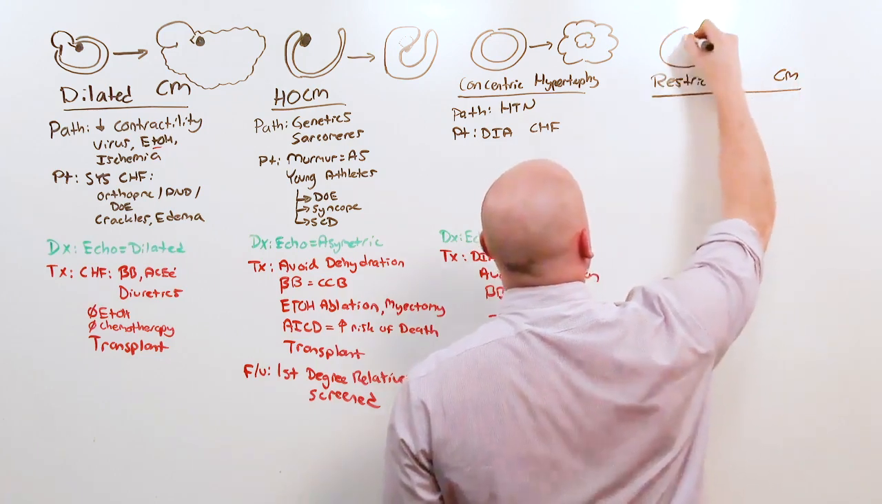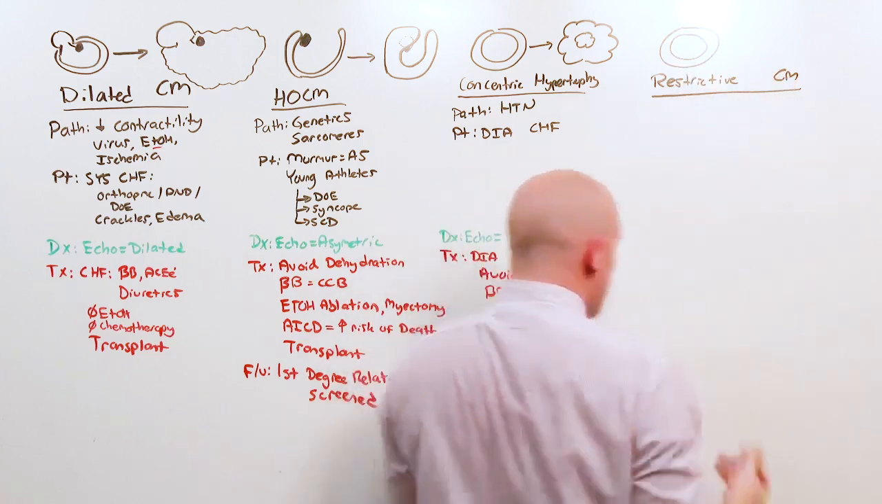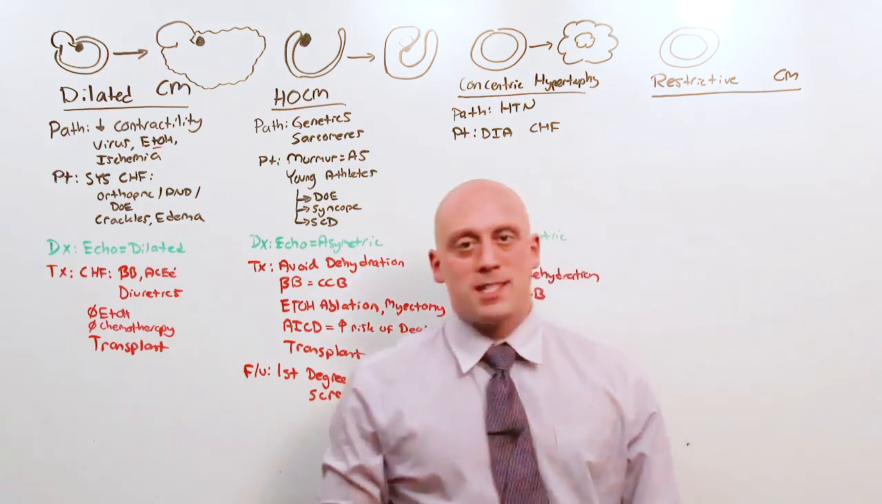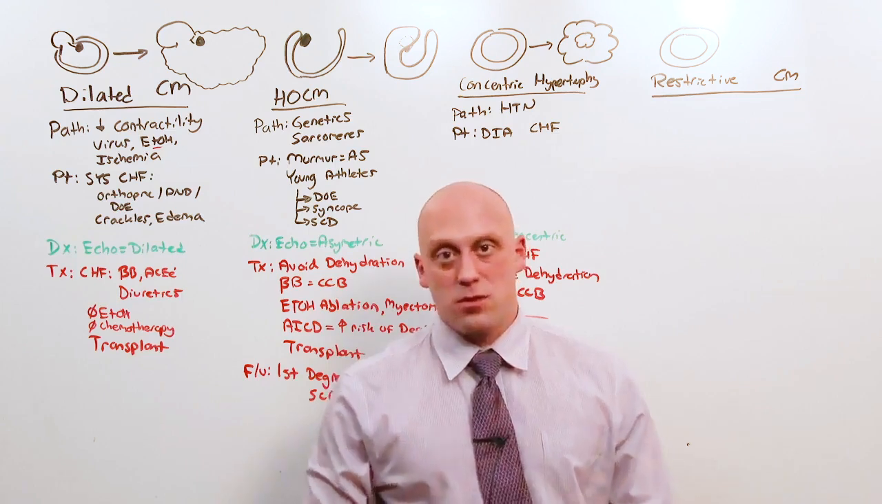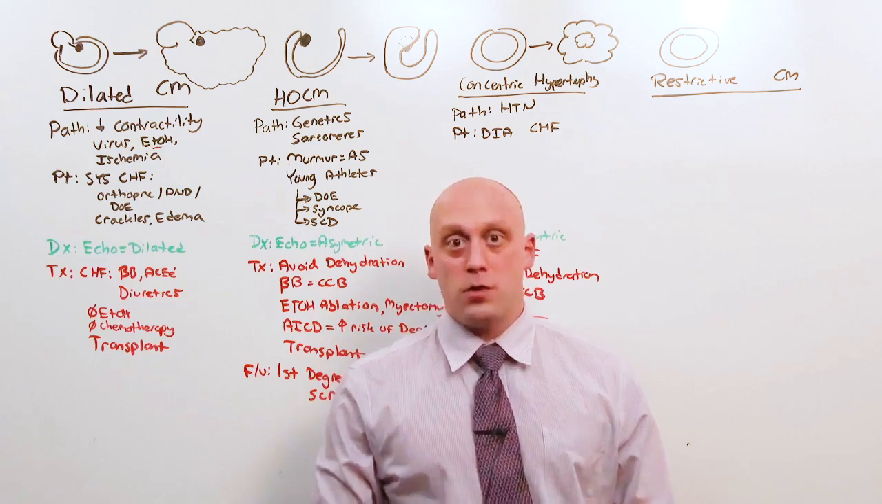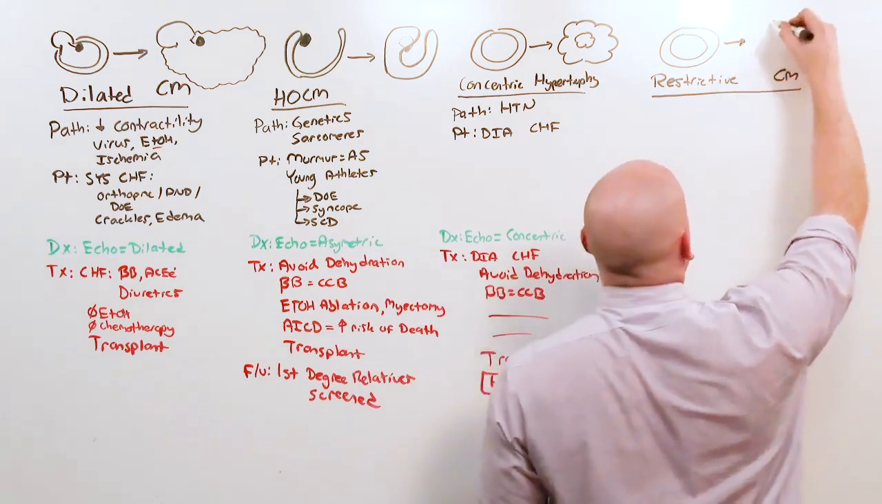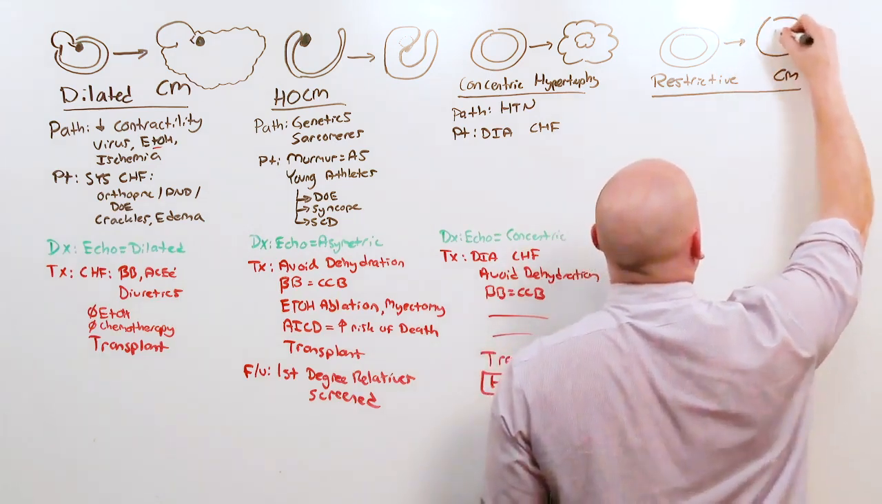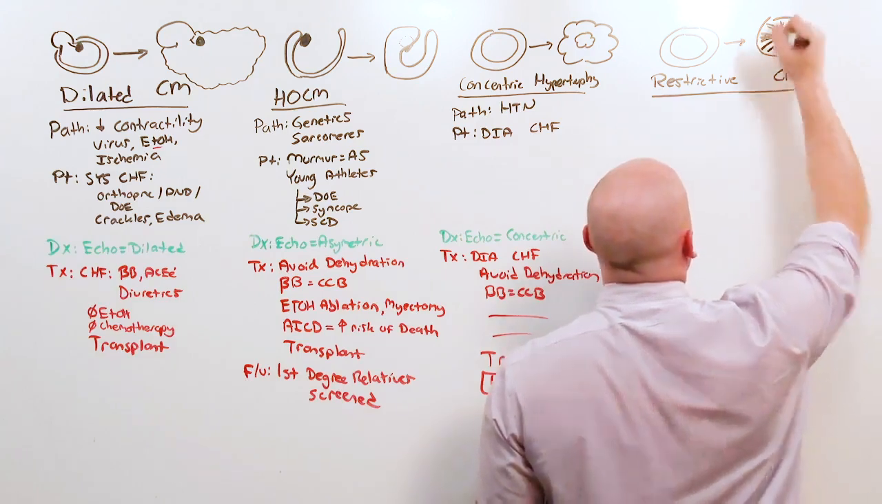Similar cross-section as our concentric hypertrophy. What happens in restrictive cardiomyopathy is that some stuff gets in the way of the ventricle, literally fills up the ventricle wall with something other than myocytes. So rather than muscle, there's just gunk. And what that looks like is all this gunk.